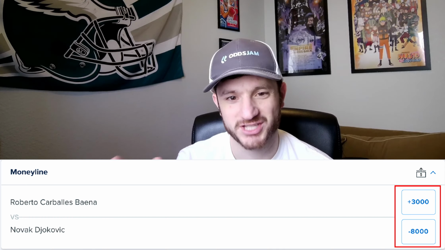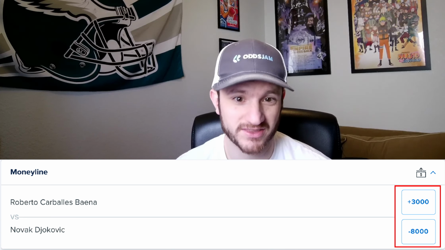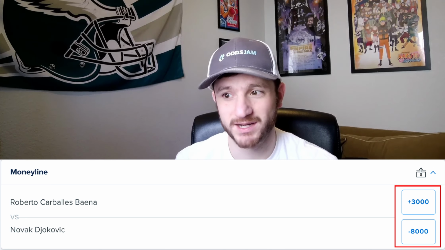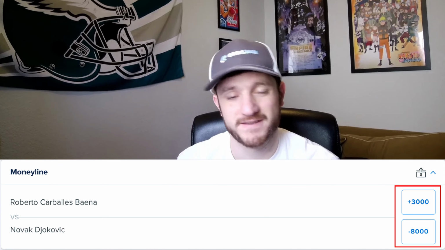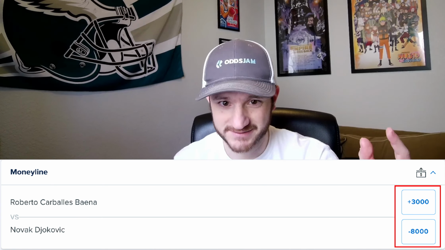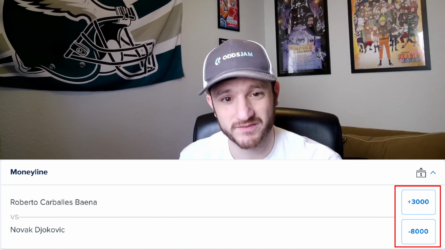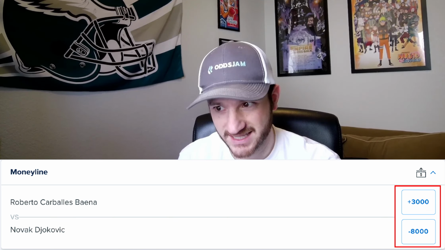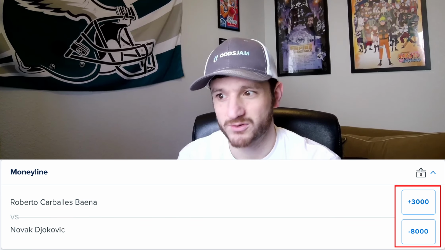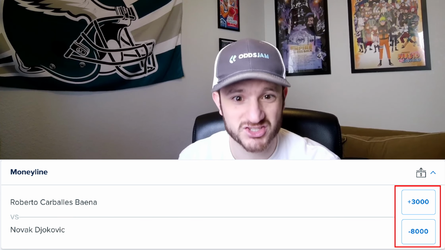So I have up an example of a tennis match featuring the GOAT Novak Djokovic and his money line odds. You see this is pulled from FanDuel Sportsbook. You see it's labeled money line, and the minus dictates the favorite. So in this case, Djokovic is the favorite here. The plus dictates the underdog. So Roberto Carballes Baena is the underdog.